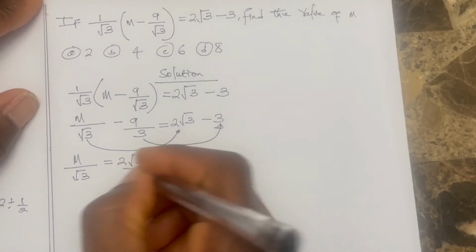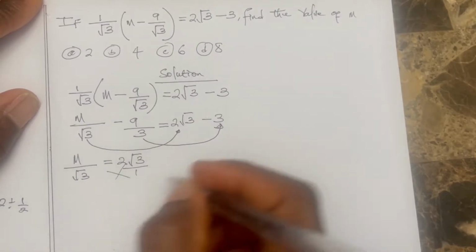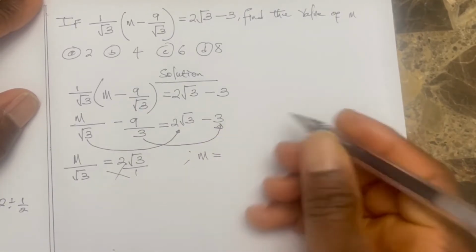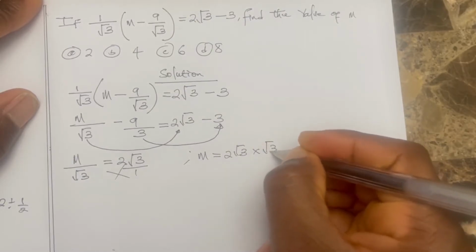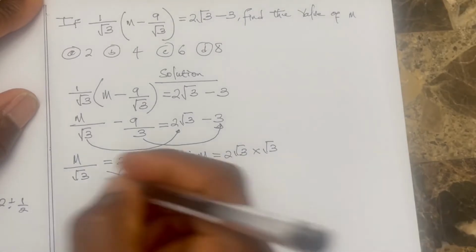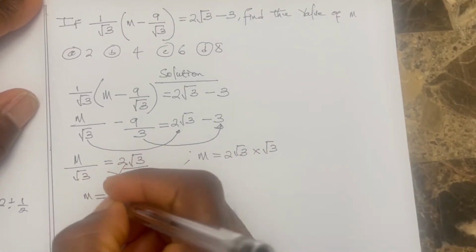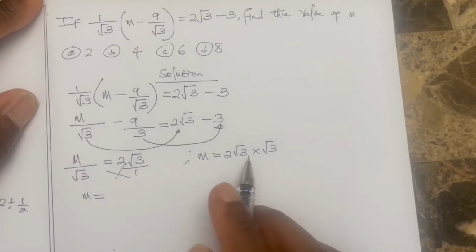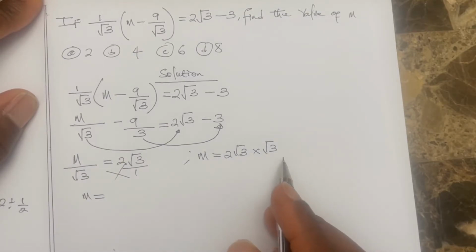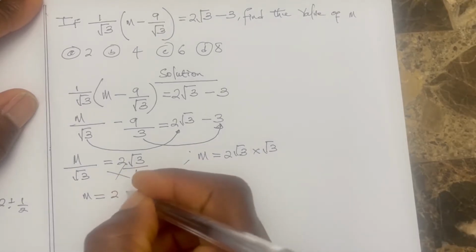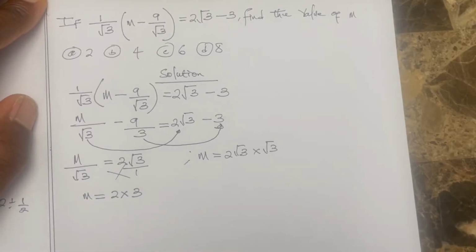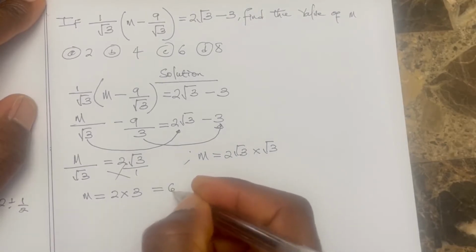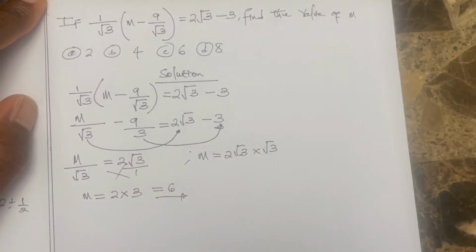So let's cross multiply. This is over 1, right? So my m is equal to 2 root 3 multiplied by root 3. Root 3 times root 3 is root 9, and root 9 is 3. So that is 2 multiplied by 3. I told you guys, this is so easy. So m is equal to 6. That is your answer. M is 6.